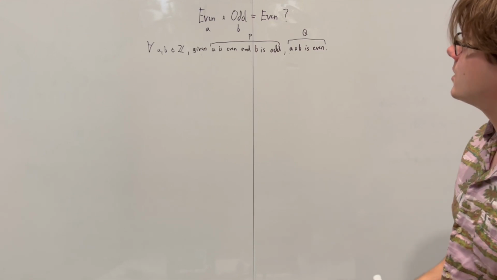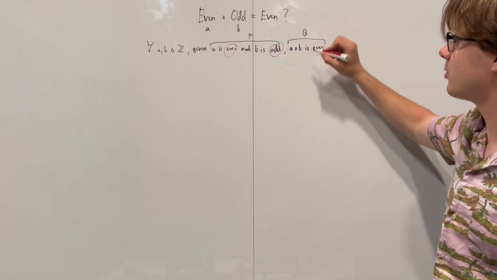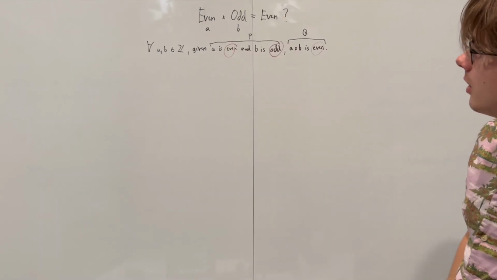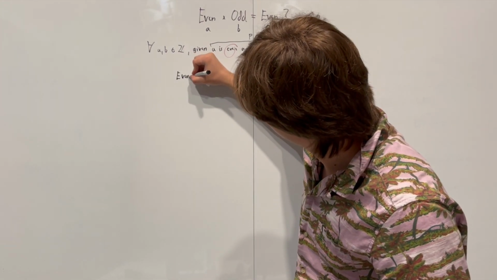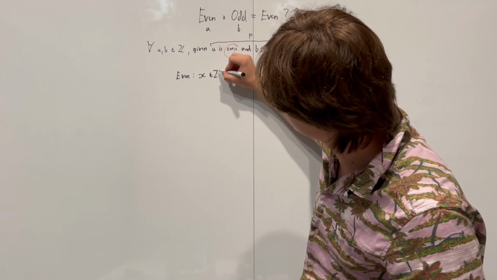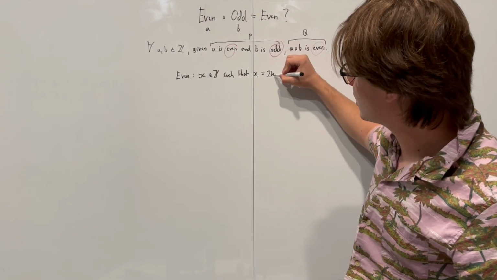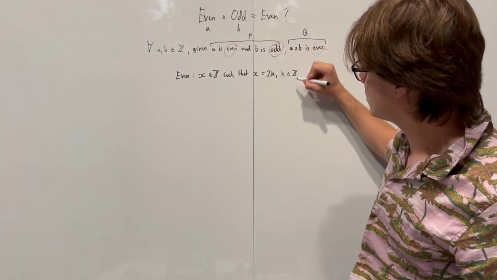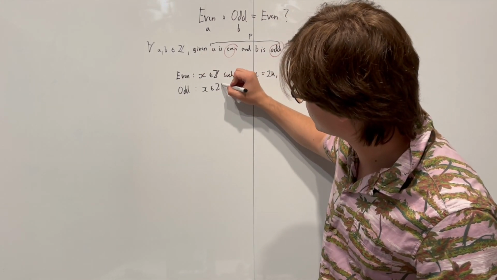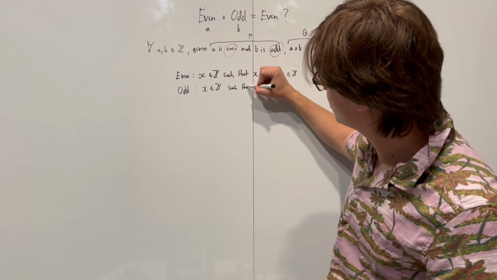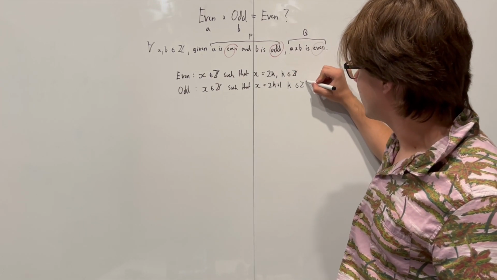Okay, great. What else do we need to know from this question? Well, we automatically see that we need to know what an odd number is and what an even number is in order to prove that A times B is even. So let's remind ourselves what those definitions are. Even is an integer x such that x is equal to 2k, where k is also an integer. Odd is an integer x such that x is equal to 2k plus 1 for some k that's an integer.